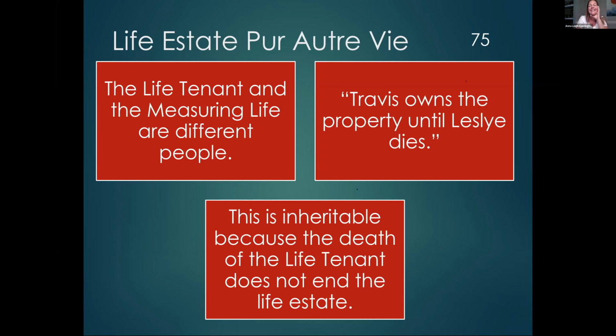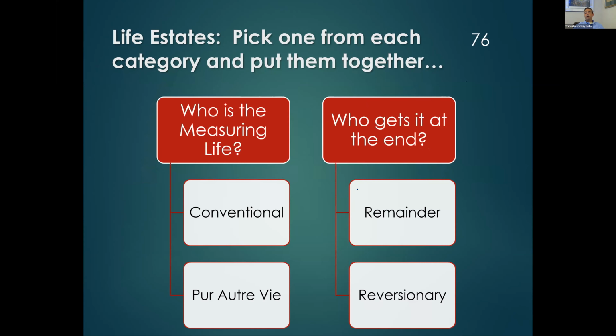Are we good on the difference between a conventional life estate and a life estate per autre vie? Now, keep in mind, you pair them together. Could we have a conventional life estate with a remainder interest? Yes. Could we have a conventional life estate with a reversionary? Yes. Could we have life estate per autre vie with a remainder? Yes. And life estate per autre vie with a reversionary, right? You just pick and pull, one from each side. Good.